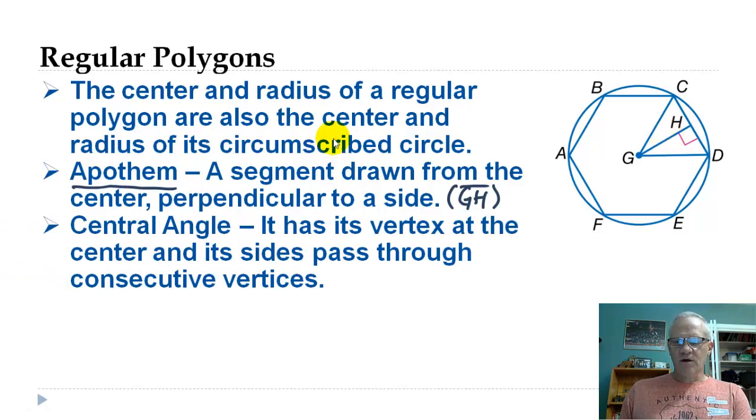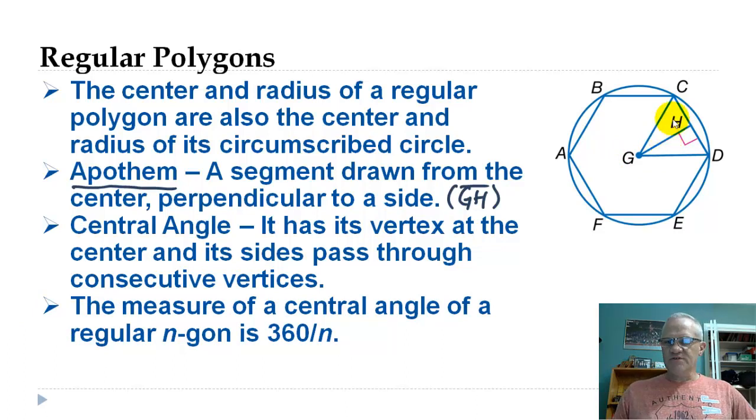Central angle. The central angle, we've talked about that before with circles. Remember, the central angle went back to the center. That's the same thing here, but what specifically we're talking about is the central angle going to the center, but the two sides of the central angle go through consecutive vertices. So from C to G to D, that would be a central angle, this whole thing here, and then the apothem splits that in half there, okay?